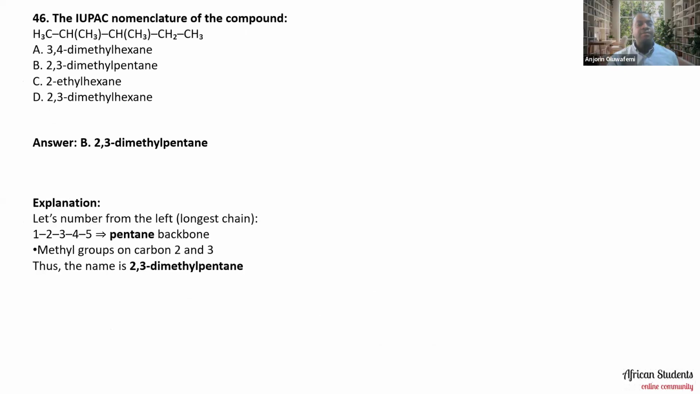2,3-dimethylpentane. Let's number from the left, pardon me, that is the longest chain. So we have 1, 2, 3, 4, 5. So it's a pentane backbone, 5 carbon atoms, okay? Therefore, the name is what? 2,3-dimethylpentane, because the methyl groups are on position 2 and position 3 accordingly, okay?